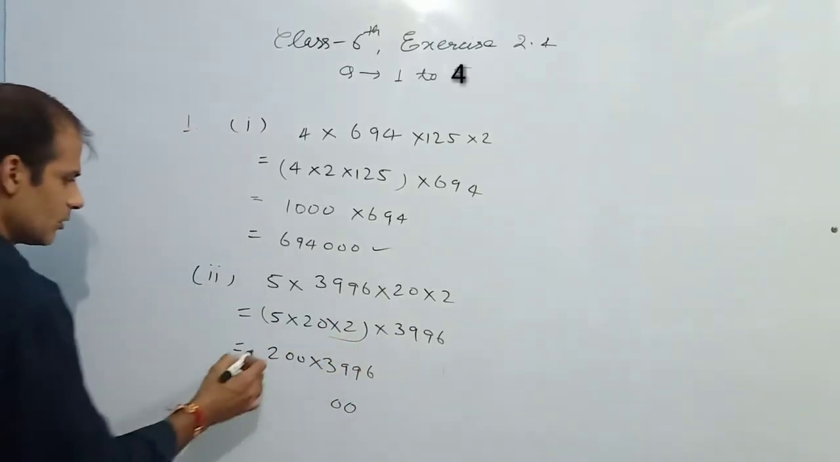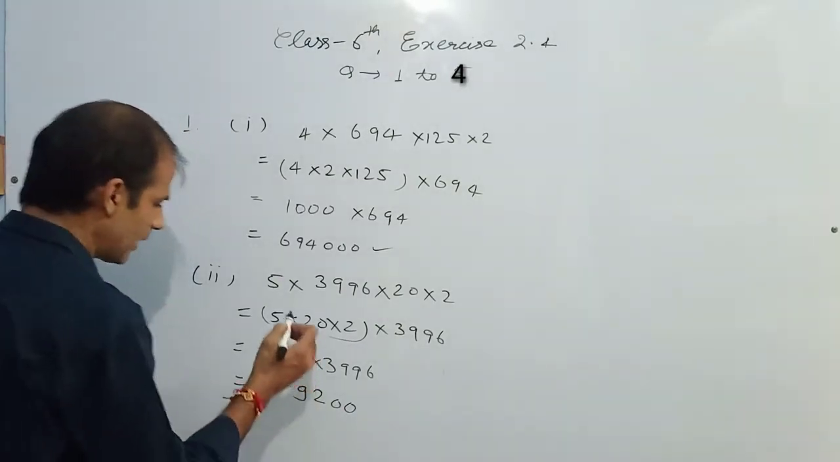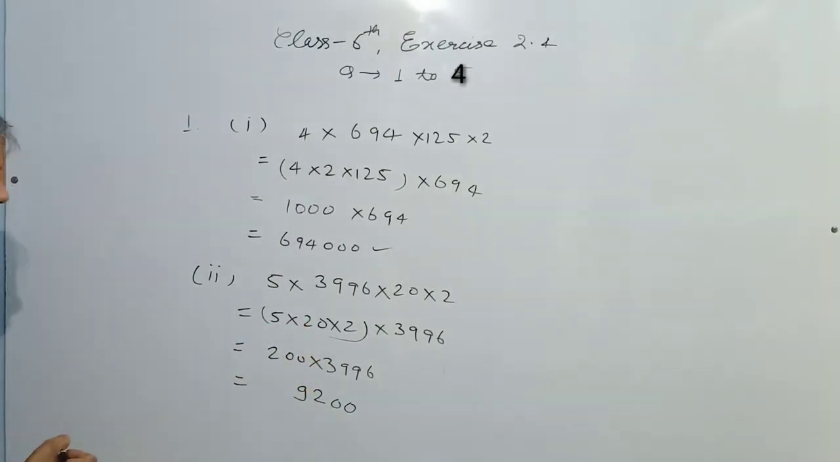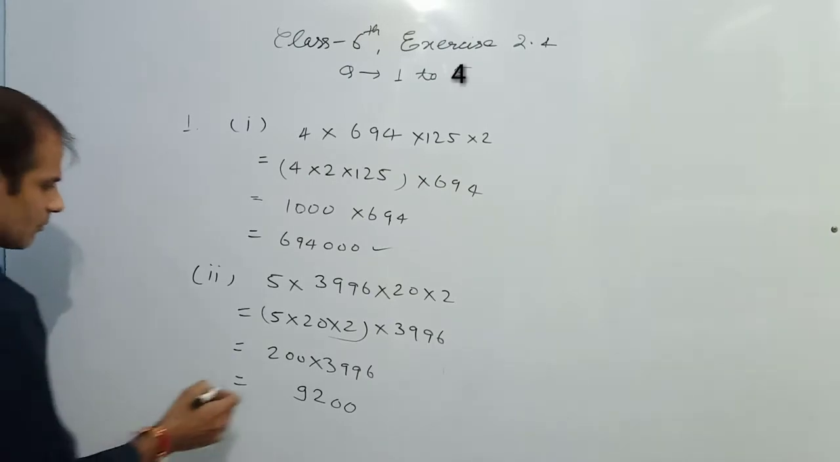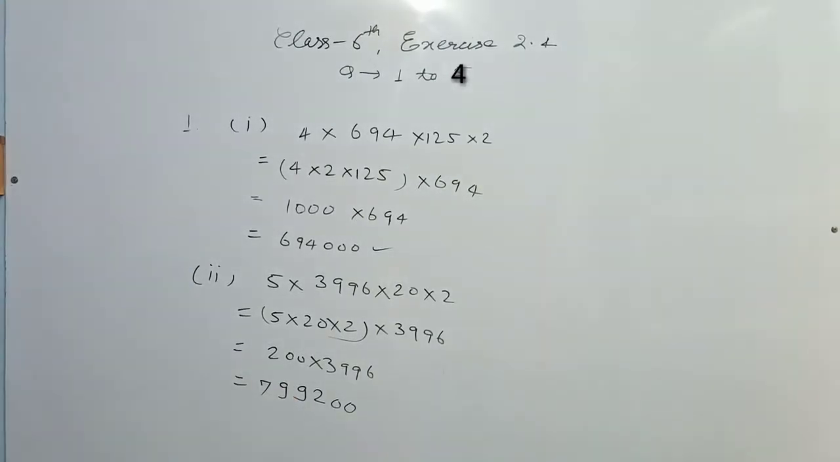Put the zeros. 2 into 6 is 12, 1 carry, 2 into 9 is 18 plus 1 is 19, 1 carry, 2 into 9 is 18, again 19, 1 carry, and it is 7. So this is the answer of the second part. Okay, note it down.